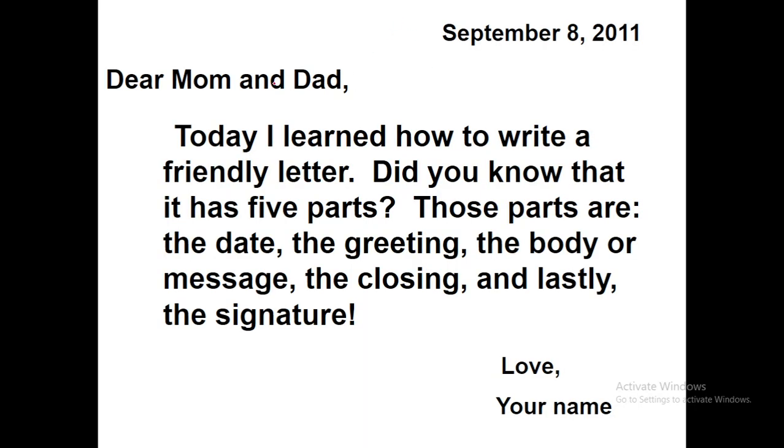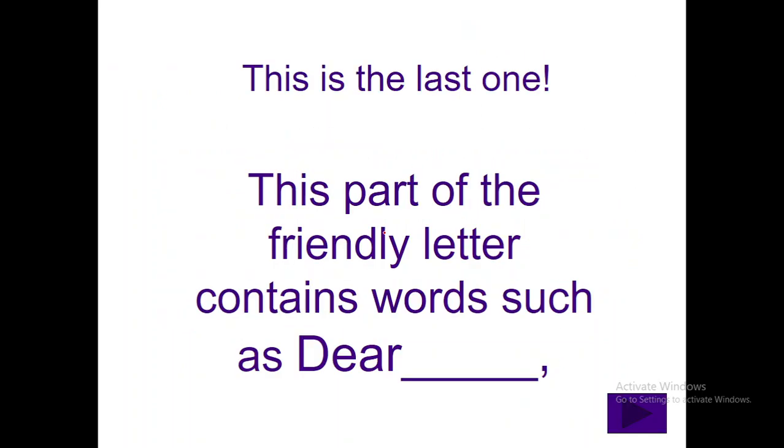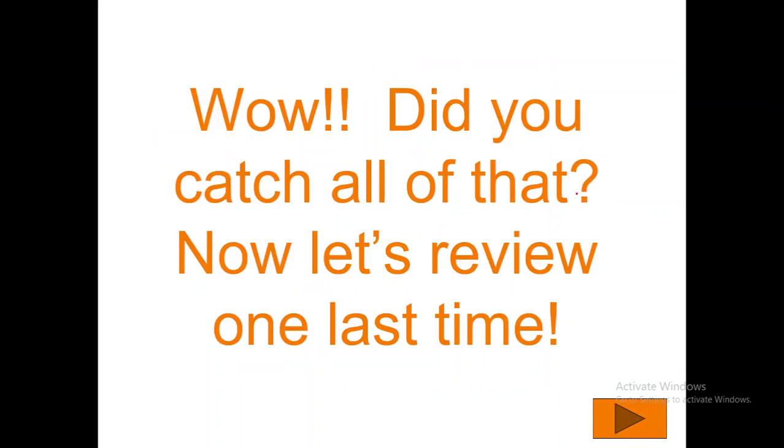Now here is another sample. Dear mom and dad, today I learned how to write a friendly letter. Did you know that it has 5 parts? Those parts are the date, the greeting, the body or message, and the closings, and lastly the signature. So yes, this is the last one. This part of the friendly letter contains words such as dear. So where do we add dear? The greetings. Yes, you're right.